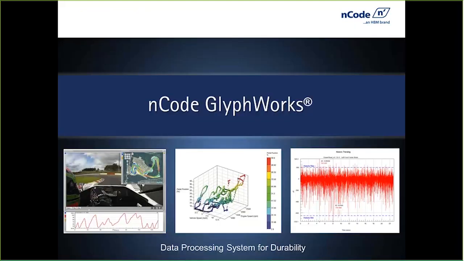And I'll start with GlyphWorks. So as I said, work in the test-based area. So here you have measured test data, NVH type data, GPS data, CAN bus data, anything you want in terms of what's been measured.